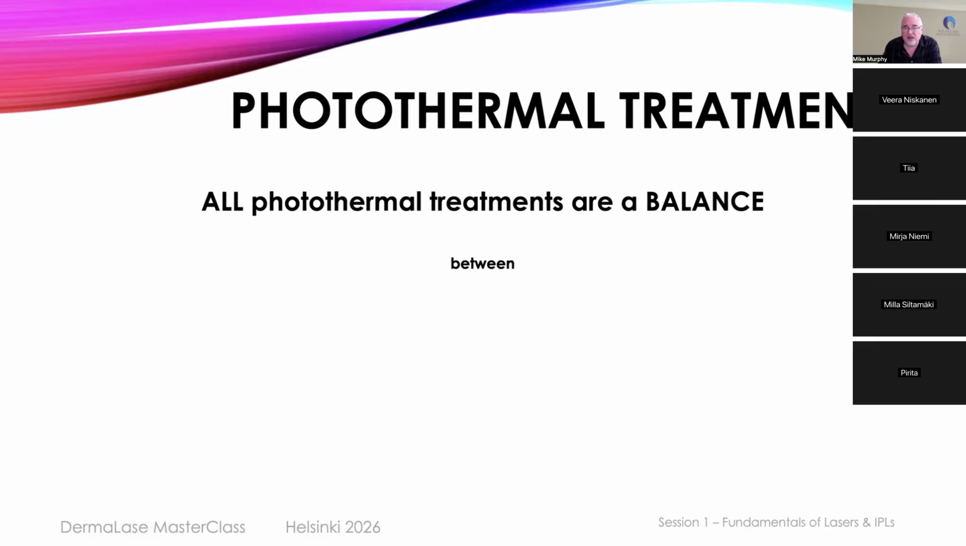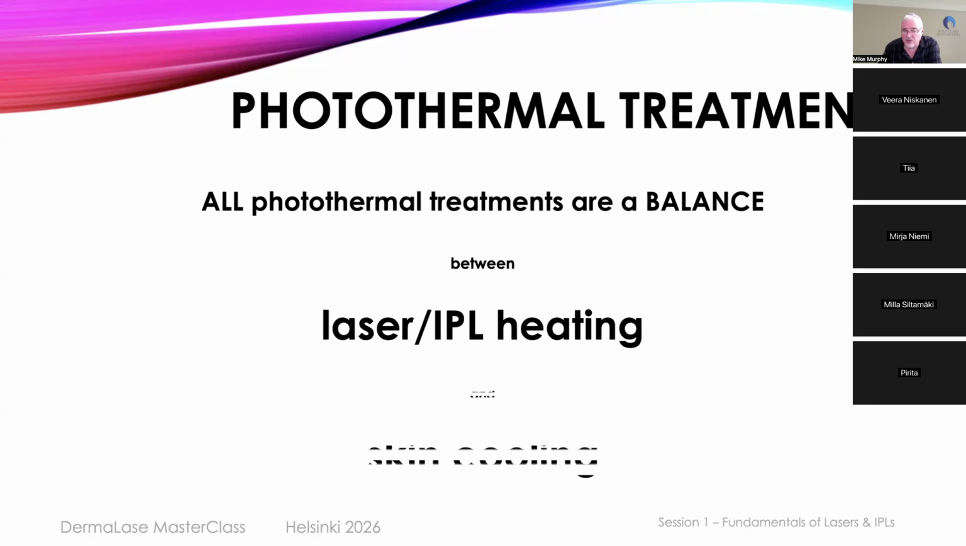Right, so to finish off this wee section, photothermal treatments. All photothermal treatments are a balance between the heating side of it, which you gain from your fluence, and the cooling side to protect the skin. You've got to get that balance. If you don't get the balance right, you're going to cause too much heating and you could damage the collagen and create scar tissue. If you have too much cooling and not enough fluence, you're not going to get any result at all. You're just going to get a nice cold skin, but no results.